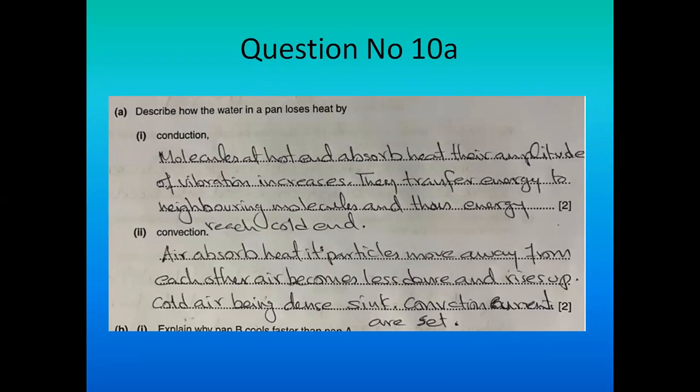So I have written that the air absorbs heat, its particles move away from each other, the air becomes less dense and rises up, cold air being dense sinks, and the convection currents are set up.